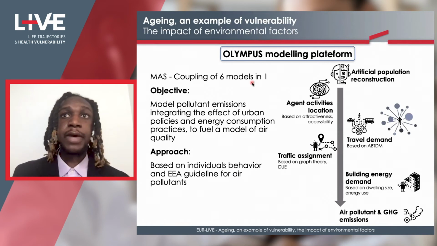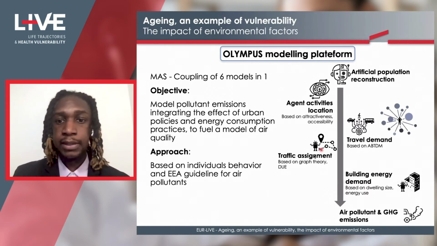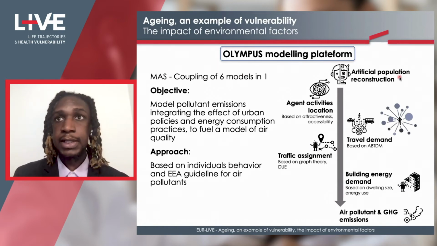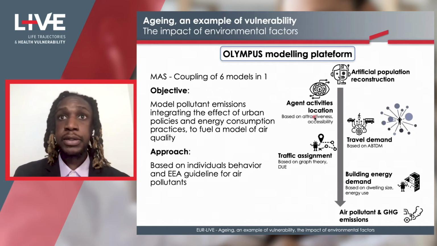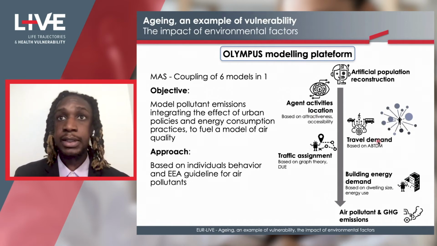To integrate the effect of urban policies and energy consumption on air quality, we have focused our approach on the Olympus modeling platform, which is a multi-agent system platform coupling 6 different types of models. The first model generates an artificial population based on Bayesian statistics and census data. The second model generates the activity of the agents, which are predicted on the basis of a gravity model. The timetable and the travel demand are realized with the activity travel demand model.